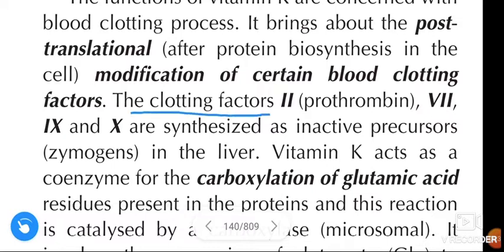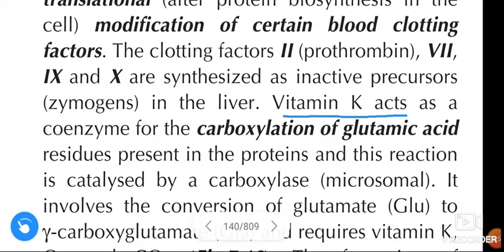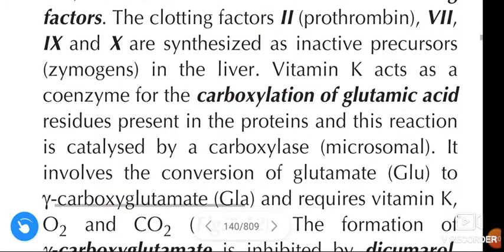The clotting factors 2, that is prothrombin, and 7, 9 and 10 are synthesized as inactive precursors, that is zymogens, in the liver. And vitamin K acts as a coenzyme for the carboxylation of glutamic acid residues present in the proteins, and this reaction is catalyzed by a carboxylase, that is microsomal.